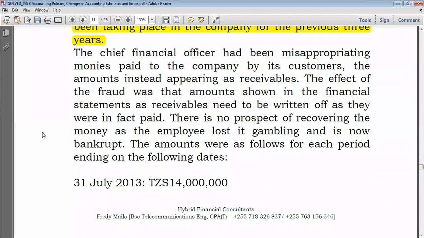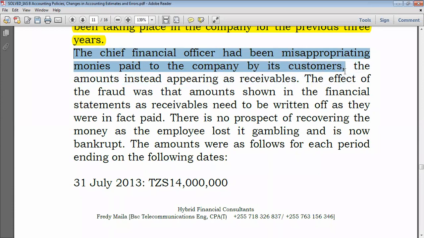So you get your gears up, you get the picture. Speaking of prior period errors, you get the picture that we'll have to make retrospective adjustments. So you go further. The chief financial officer had been misappropriating monies paid to the company by its customers. The amounts instead appearing as receivables.